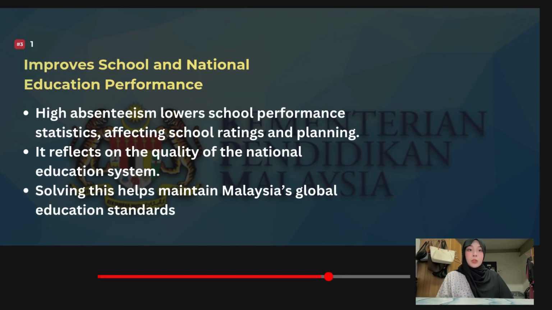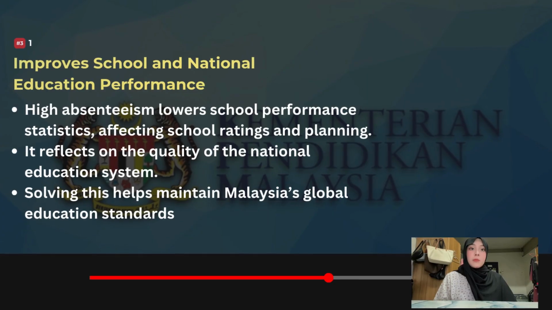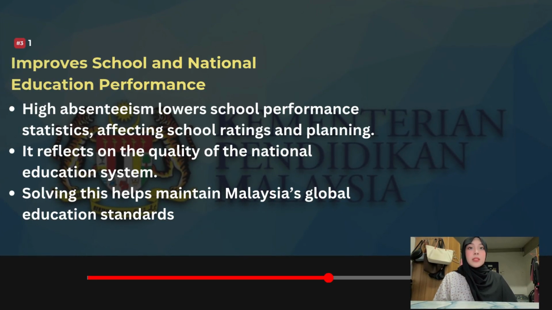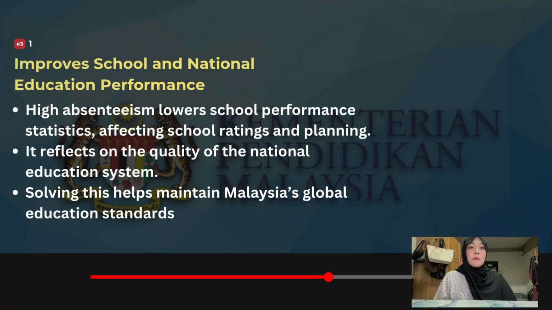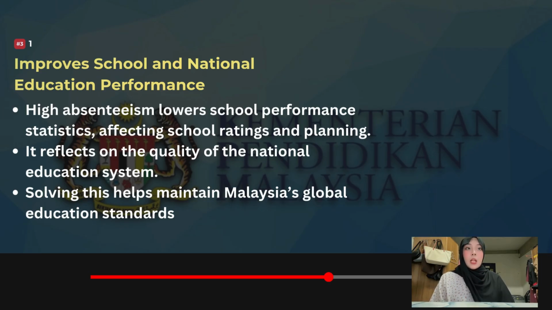One of the reasons why it's important to solve this issue is to improve school and national education performance. First, high absenteeism lowers school performance statistics, affecting scholarity and planning. When students frequently skip school, academic performance suffers due to missed lessons, lack of practice, and not understanding the subtopics. As a result, overall school performance statistics such as average grades, attendance reports, and exam pass rates drop significantly. These statistics are important because they directly influence how a school is rated by education authorities. Schools with poor performance may receive less support or lose their reputation in the eyes of the community.